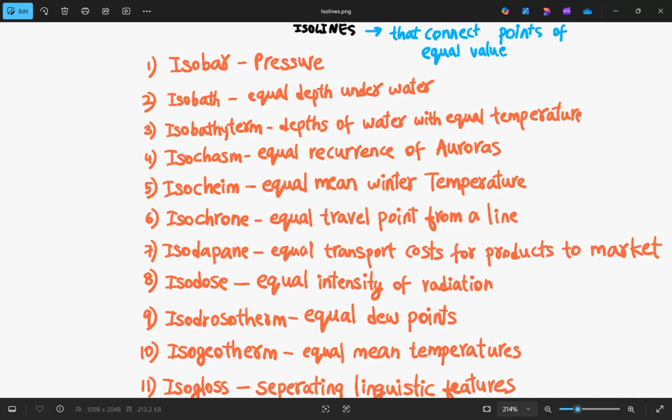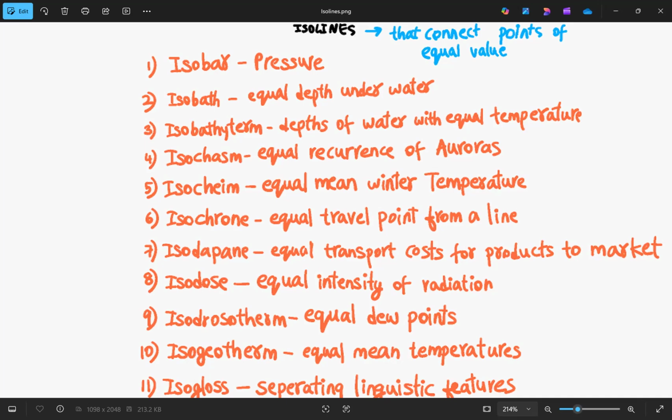So the first one is isobar. What does an isobar measure? The isobar measures pressure. We know that one of the units of pressure is bar. So isobar for pressure. And the next one is isobath. We all know how we take a bath with water. So this is how we can remember isobath for water.